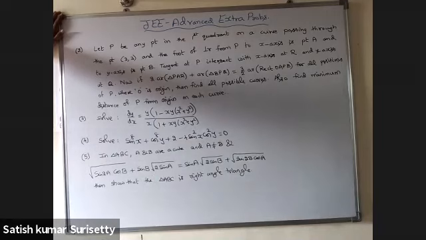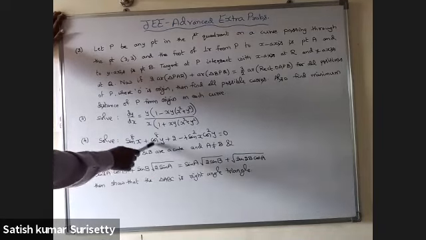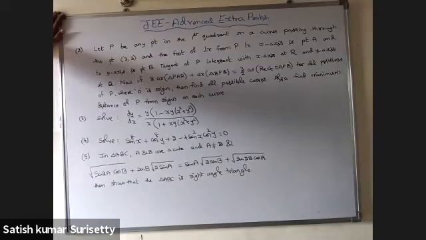4. Solve the equation sin⁸x plus cos⁸y plus 2 minus 4 sin²x cos²y equals 0.